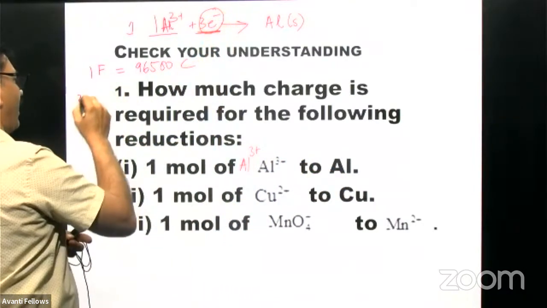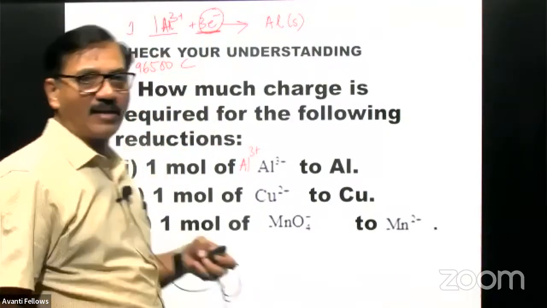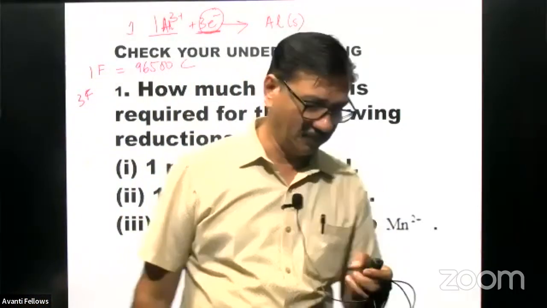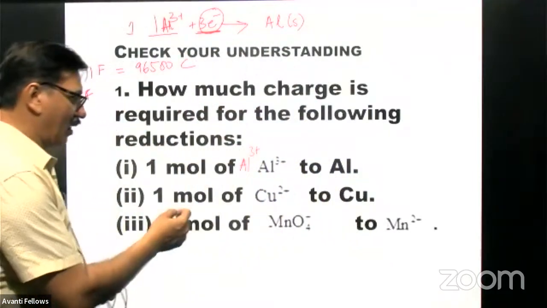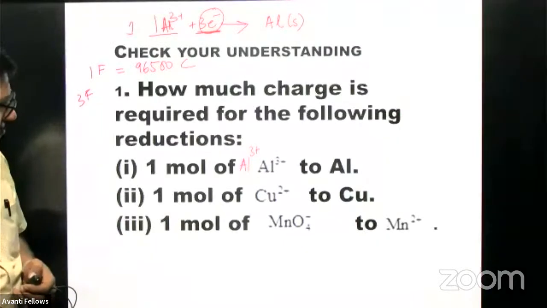Therefore, 3 Faraday of charge is required, or 3 into 96,500 coulombs of charge. Similarly, for the copper 2 plus ion, the answer is 2 Faraday. Second one, and third one.